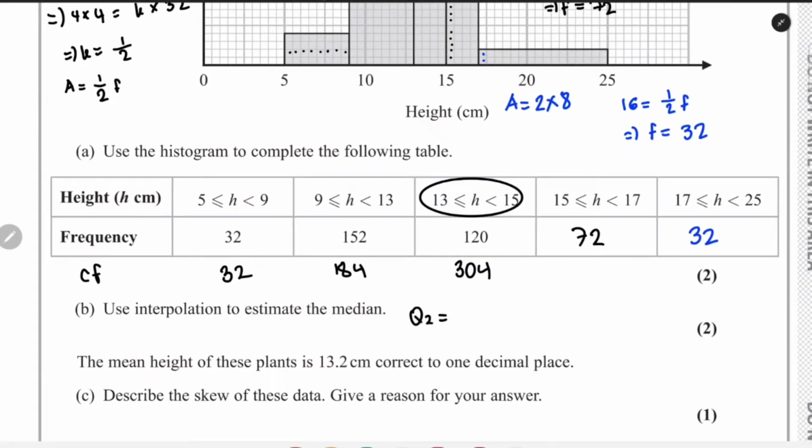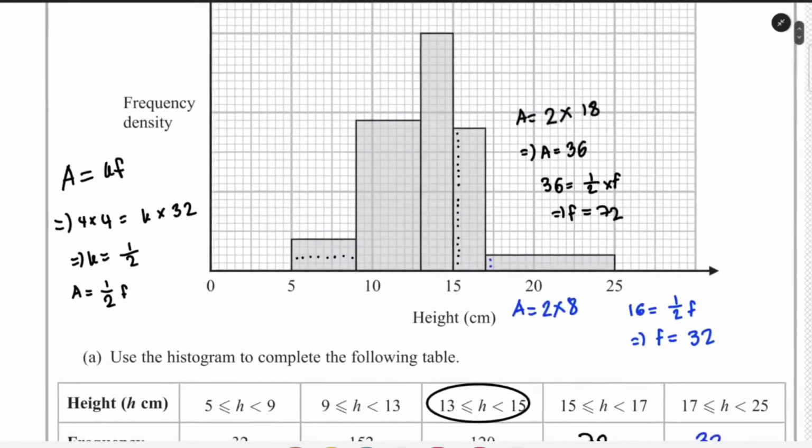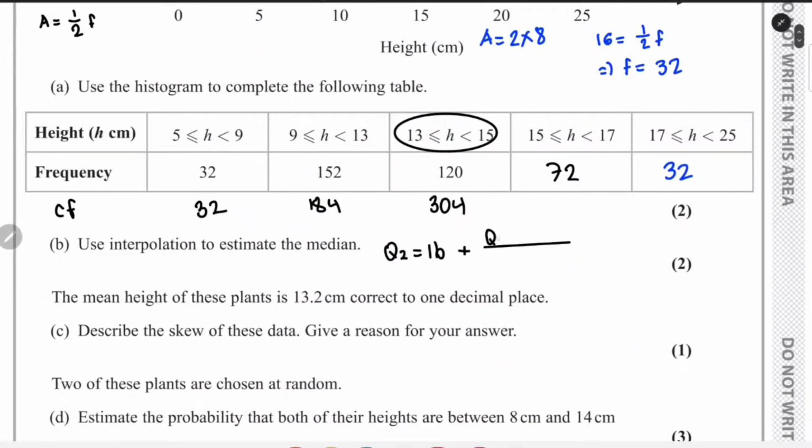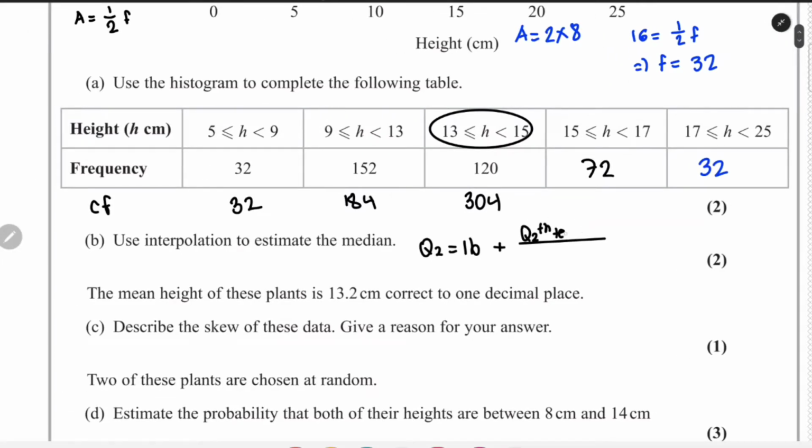If you don't know the formula, the median is the lower boundary plus the Q2 term over here, and we subtract the cumulative frequency of the class before, and then you divide by the frequency of the class we are in, times the class width.